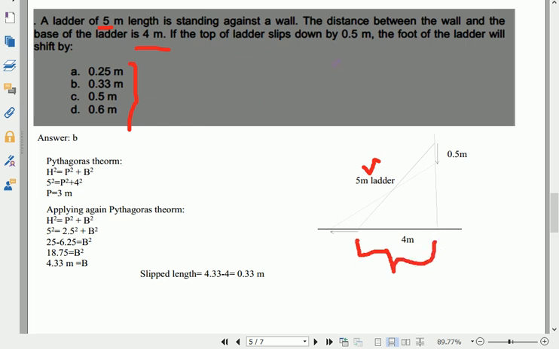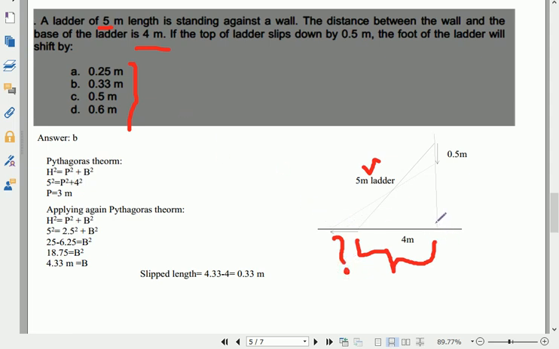If the top of the ladder slips by 0.5 meter, this is the top of the ladder and it slips by 0.5 meter, then it is obvious that the ladder's foot will slip in this direction, not in this direction, else the ladder will get shortened. So the ladder will be of the same size, so if it slips down, then it will slip this side. So if it slips by 0.5 meter, then by how much will the ladder foot shift, it has been asked.